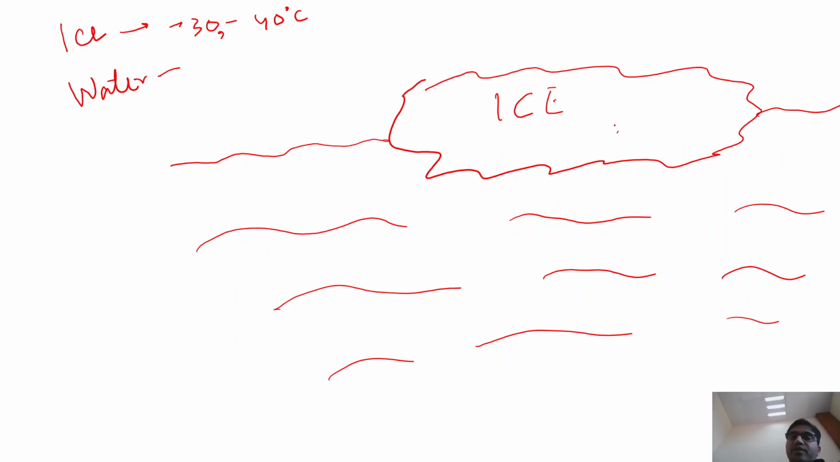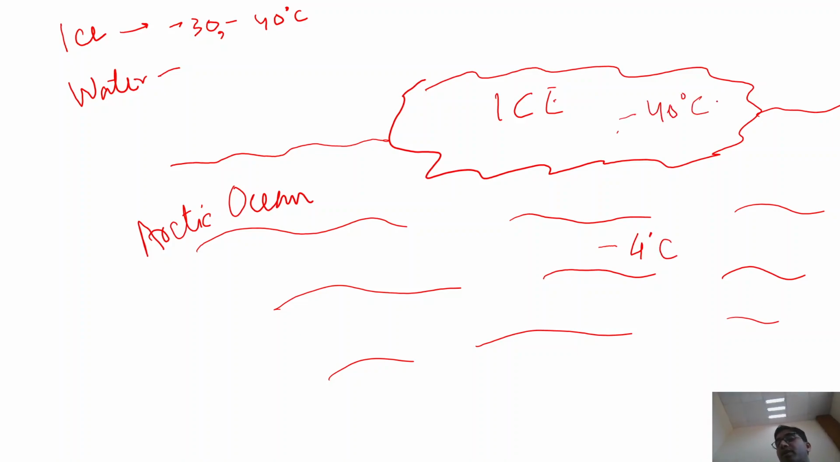So if the water of the Arctic Ocean is, let us suppose, at minus 4 degrees Celsius, and the ice is at minus 40 degrees Celsius, which is warmer? Definitely minus 4 degrees Celsius is warmer than minus 40. So the transfer of heat from the water towards the ice on the surface melted it.